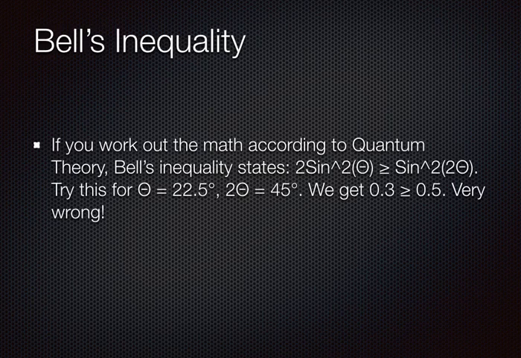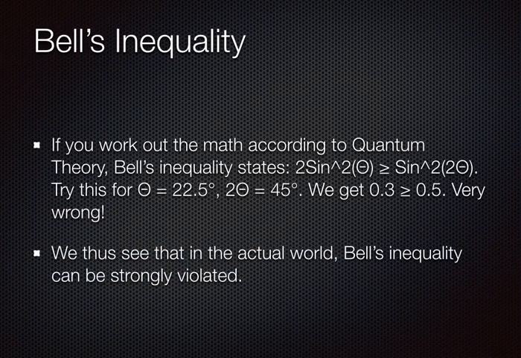So they say, you know, things really are real. Even though when you start talking about it, they're not really real, you know. But locality, separability, that's not real. Things really cannot be separated. They can be connected outside of reality, which is real. Yeah. Again, you just start going in circles. So we thus see that in the actual world, Bell's inequality can be strongly violated.